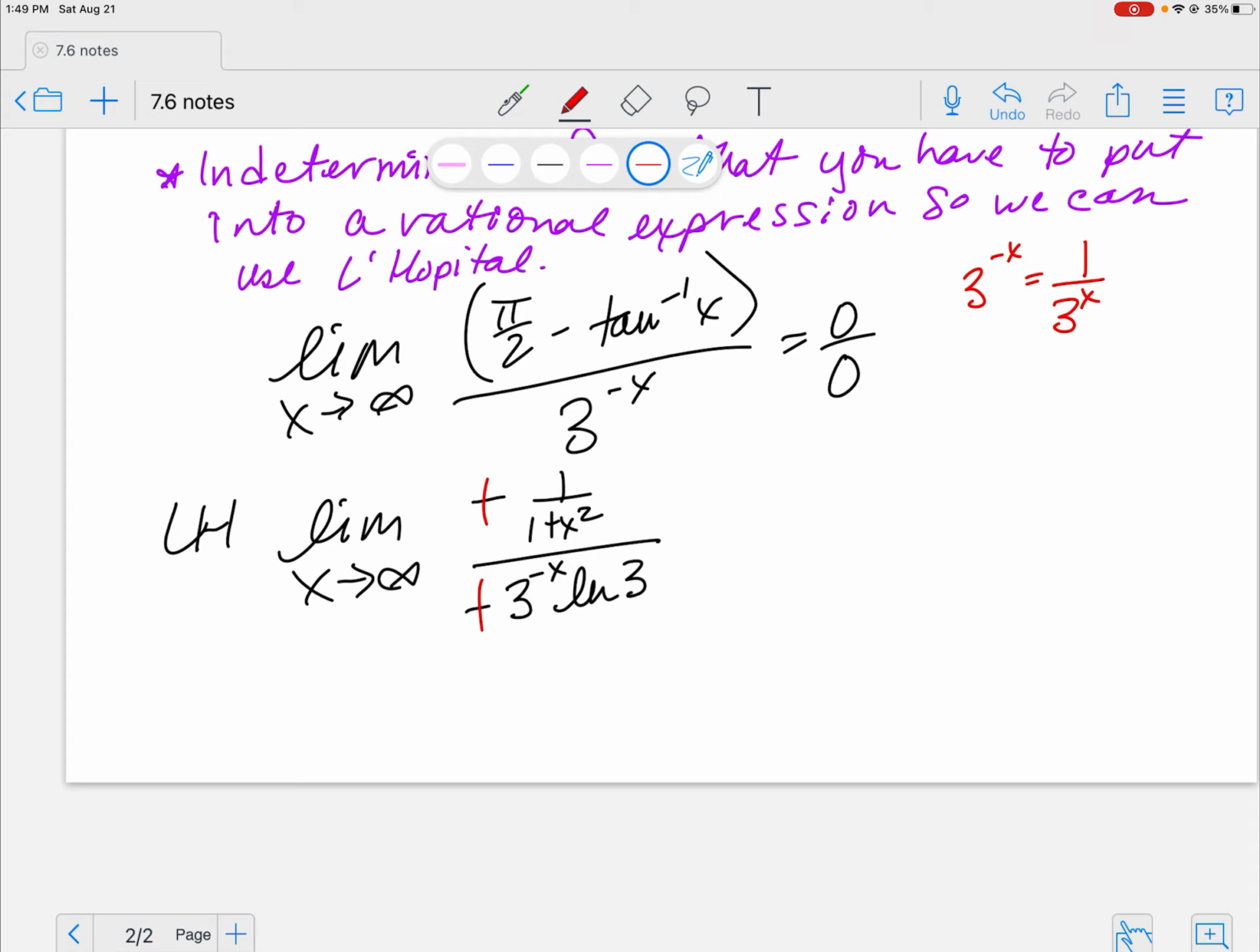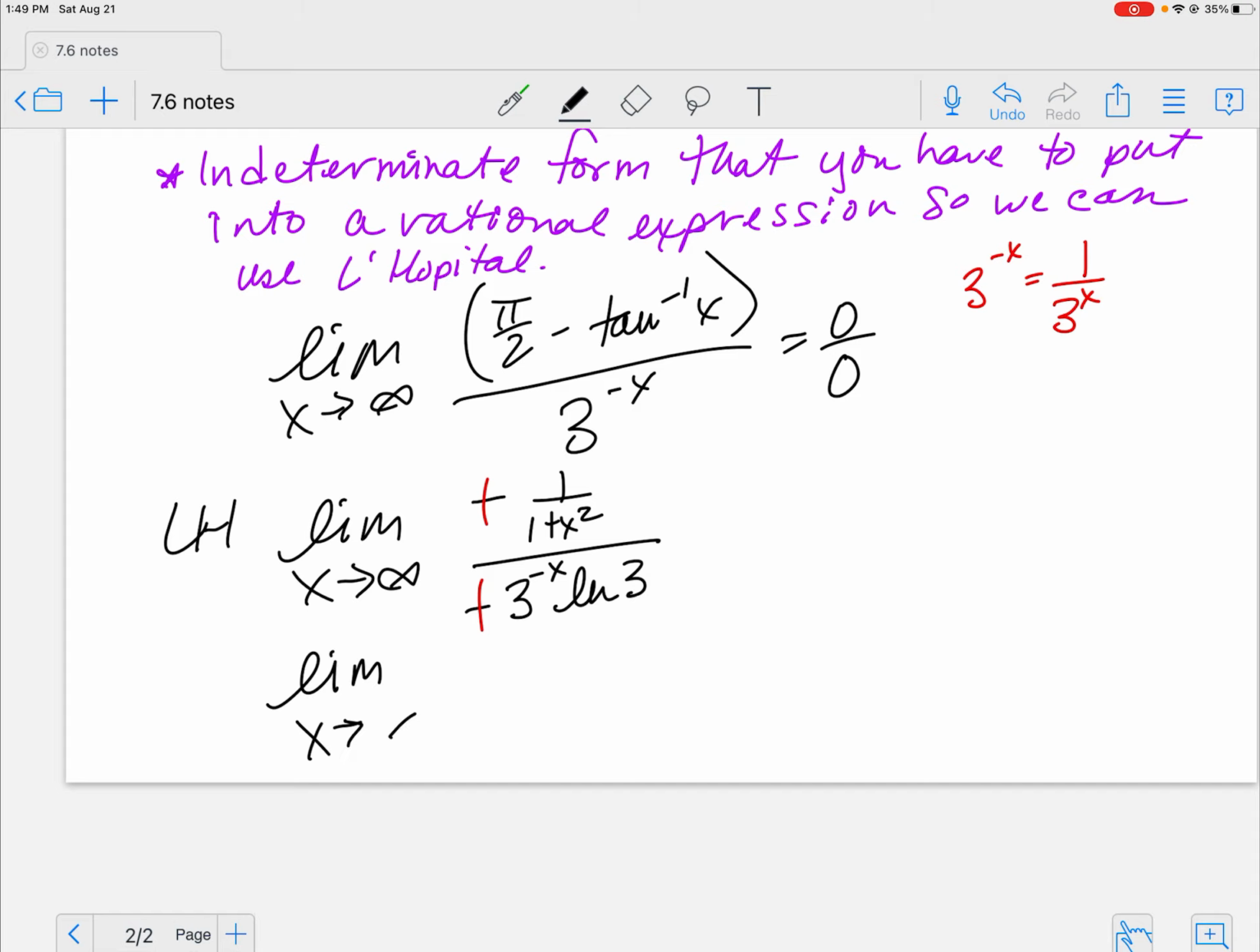Now, here's the other thing we've got going for us. Clean this up a little bit so that you can actually see what it is that you have. You have a complex fraction. This 3 to the negative x is actually down below here. That means you have a fraction over a fraction. Multiply by that reciprocal, clean this up, and see what it is that you've got.